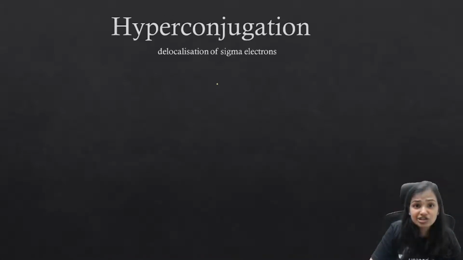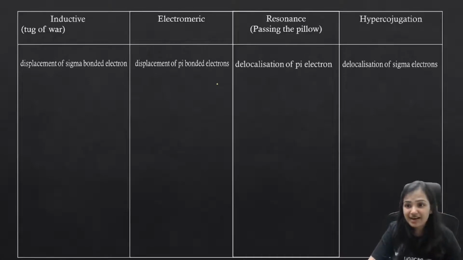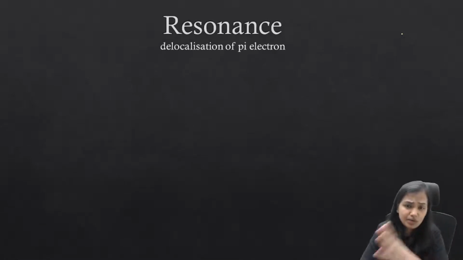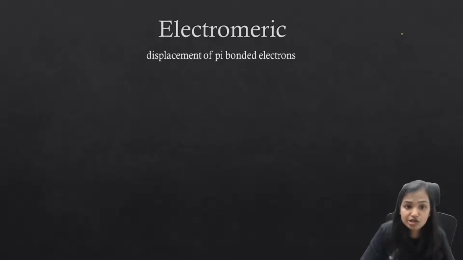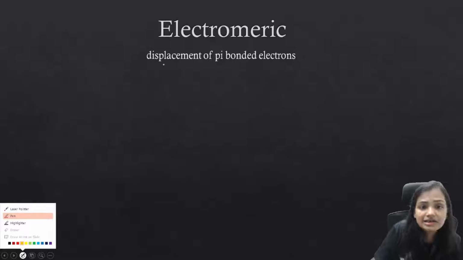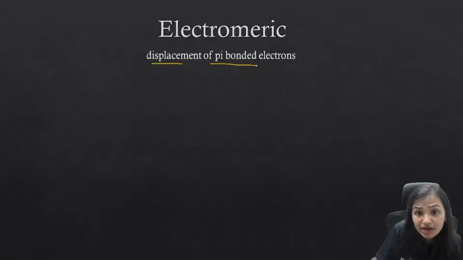And then after teaching you everything, I am going to give you a comparison of what happens in the inductive effect, the electromeric effect, resonance and hyperconjugation. So at least once, let me give you a clear idea of what happens in them separately. So here, the electromeric effect. The electromeric effect is simply the displacement of pi bonded electrons.